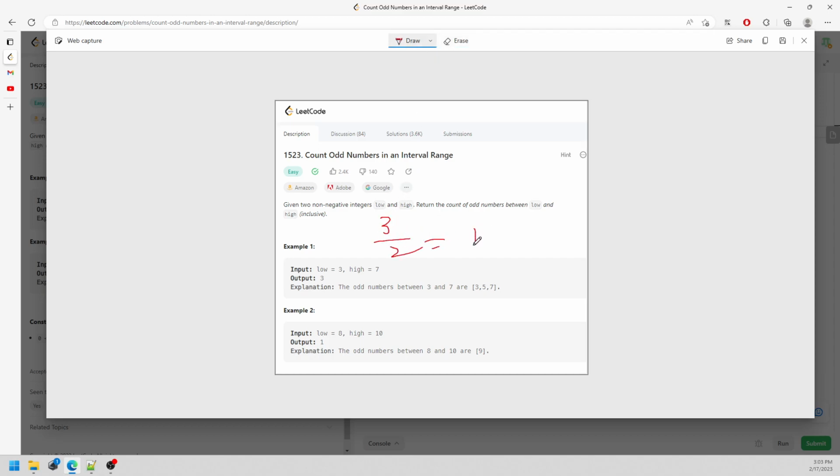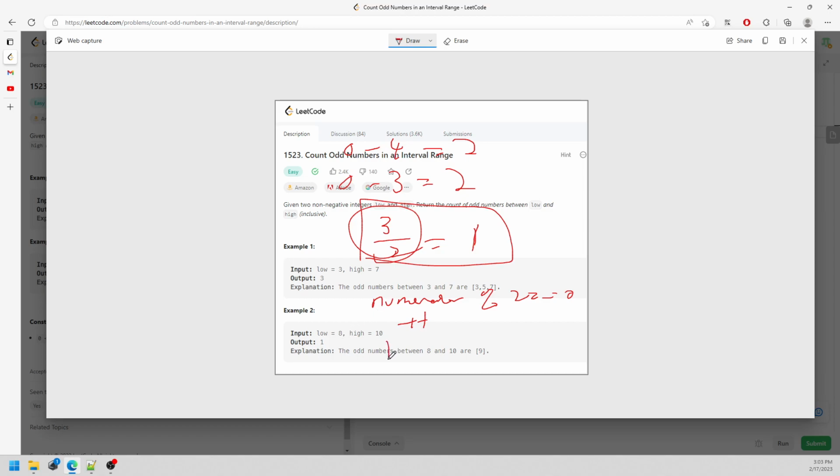From 0 to 3 there are 2 odd numbers, right? From 0 to 4 there are 2, right? But in the CS division, you get 1 only. So we need to know if the numerator, just say numerator, is even, we make it odd, so we will say plus plus.